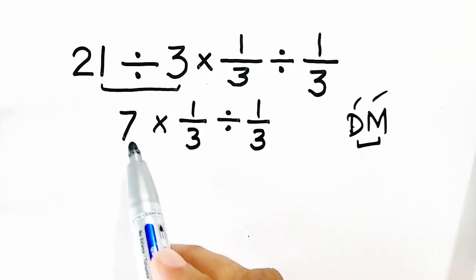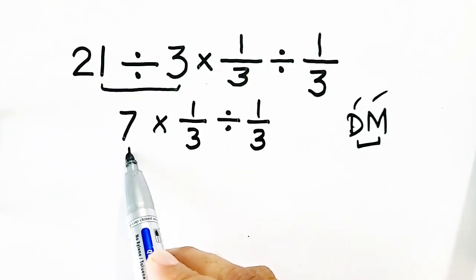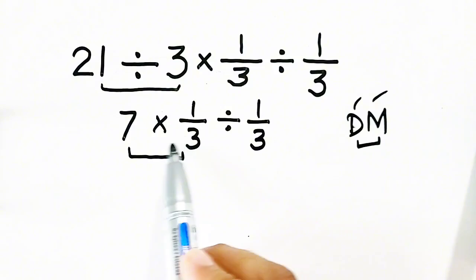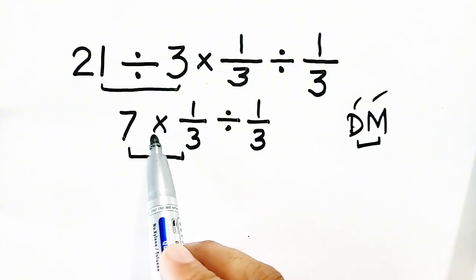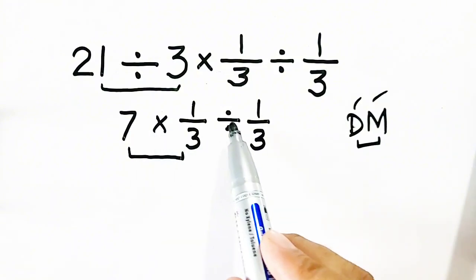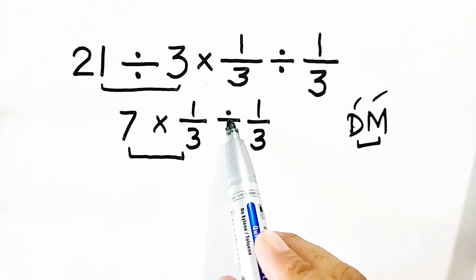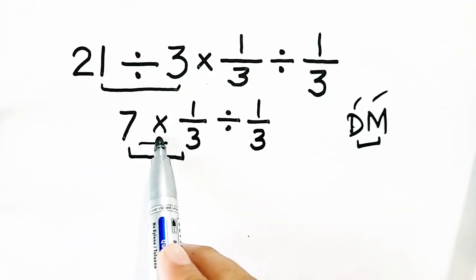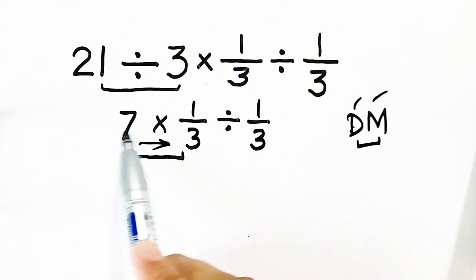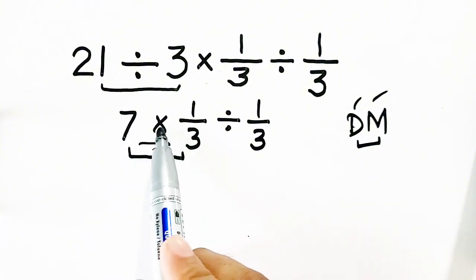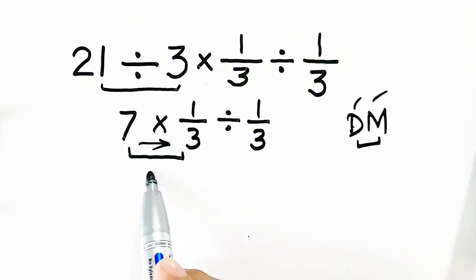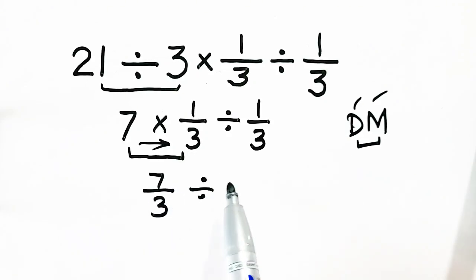Okay, now multiplication is at left, so we will perform multiplication first. Here, the question arises that we have to divide first, but remember that we have to move from left to right, so we have to perform multiplication first. So it will be 7 by 3 divided by 1 by 3.